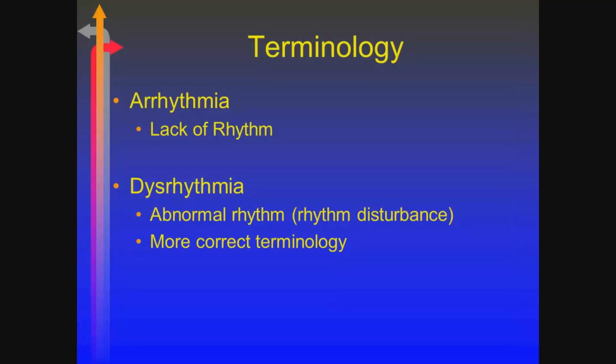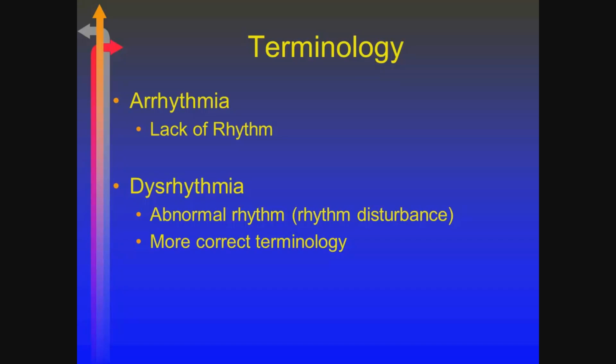People use the term arrhythmia, and it really is not the best term. Dysrhythmia is what we're talking about. Arrhythmia means you're asystolic, you have nothing. Dysrhythmia means that it's a disturbance. So, is it semantics?